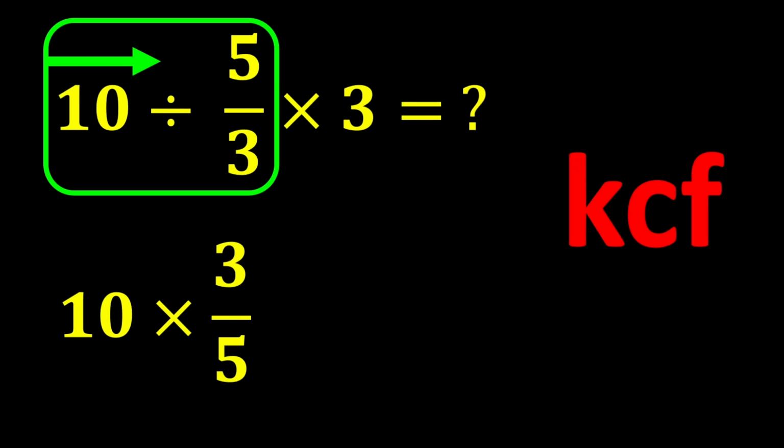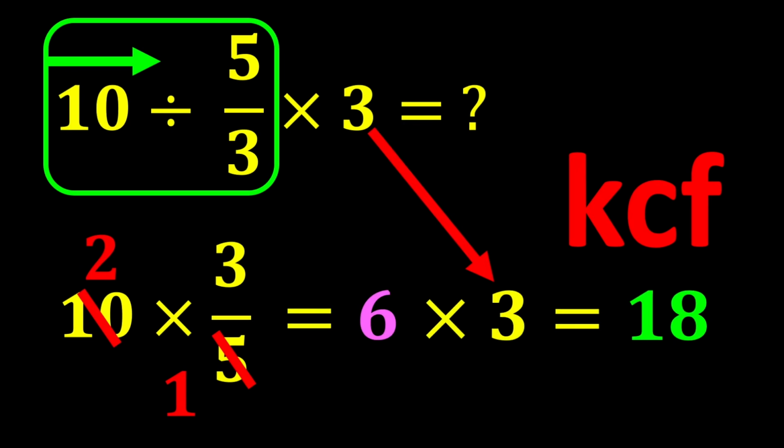5 over 3. 5 divided by 5 gives us 1, and 10 divided by 5 gives us 2. 2 times 3 gives us 6, and in the end, 6 times 3 gives us 18, which is our final answer.